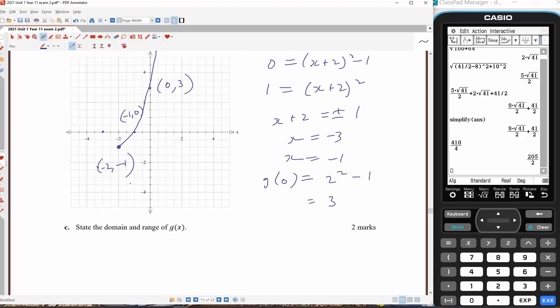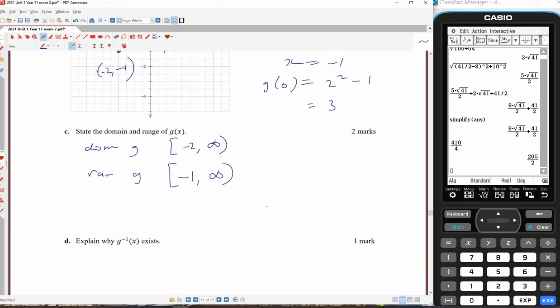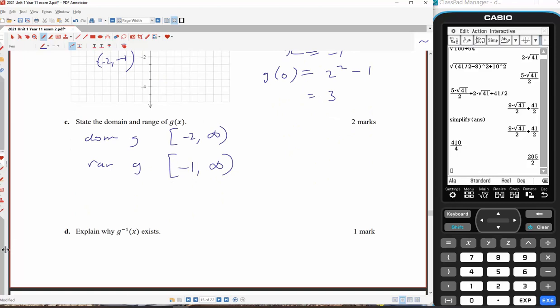State the domain and range. Well, the domain is just -2 to infinity as stated in the question, and the range of g is going to be this value here, which is -1, and it's inclusive of it, to positive infinity. So explain why g inverse exists: because g of x is a 1-to-1 function.